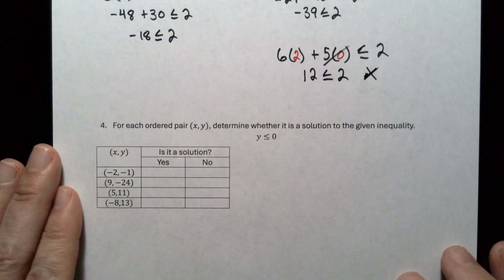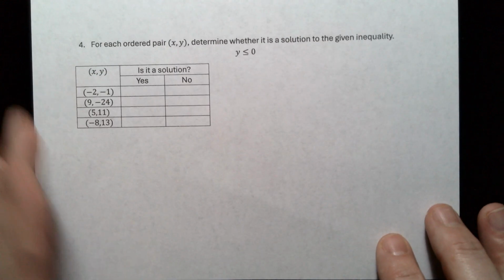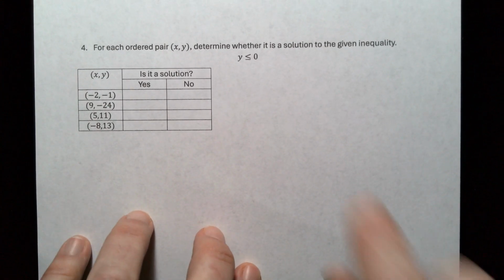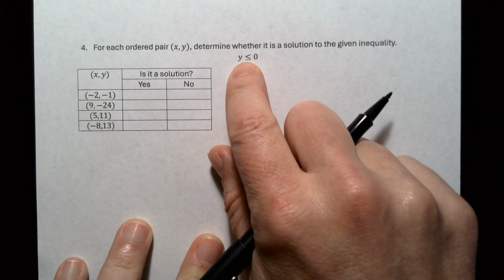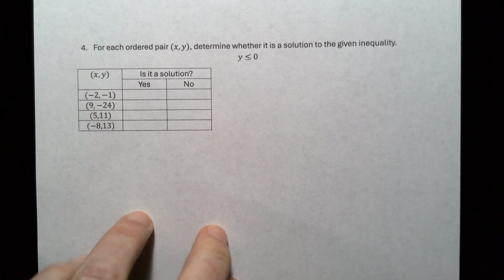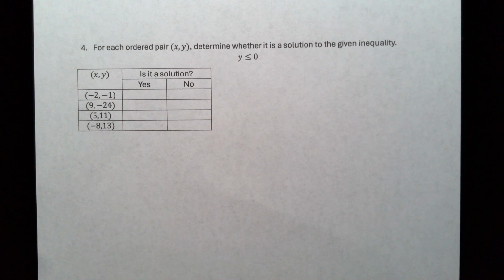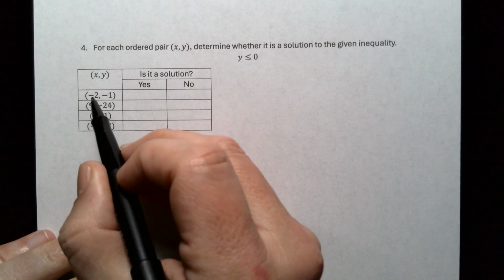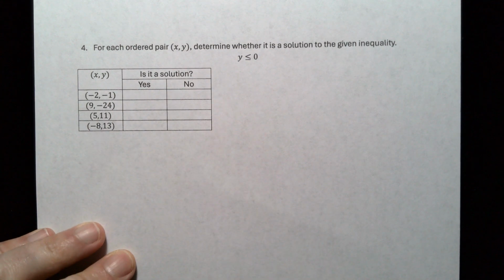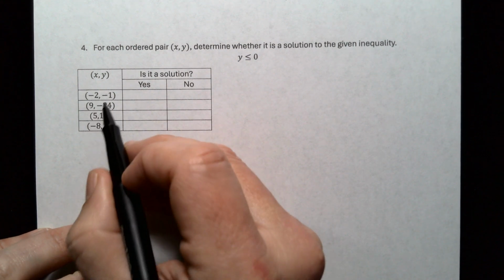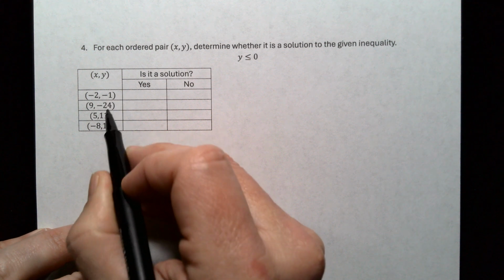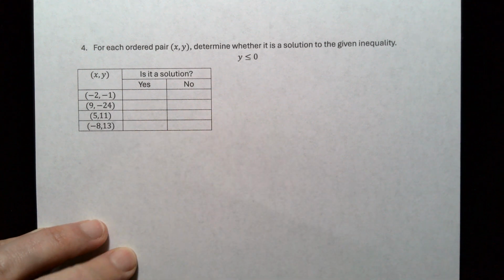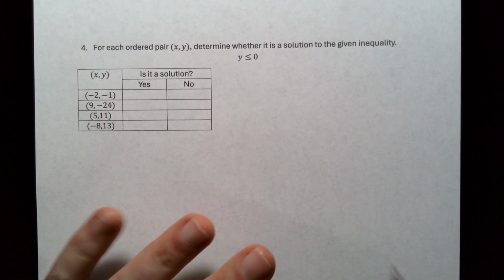Okay, one more. So this time, kind of like the problem we did for problem number 2, we only have a y. Okay, so if we only have a y, we don't have to use the x's. There's nowhere to put in all these x's. So the -2, the 9, the 5, the -8, they're all going to get ignored. We're only going to be using these numbers, -1, -24, 11, and 13, because they're the y's. Okay, so let's do that.